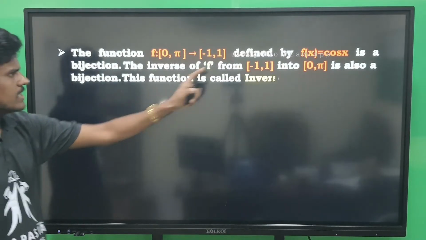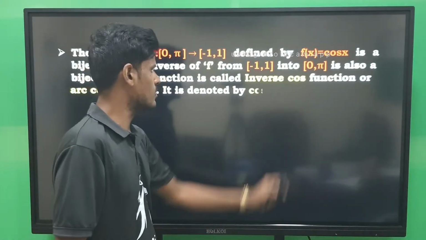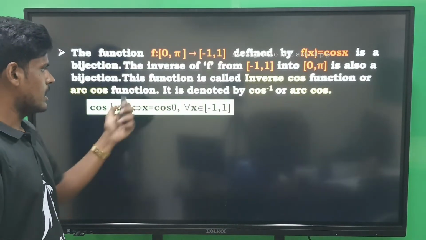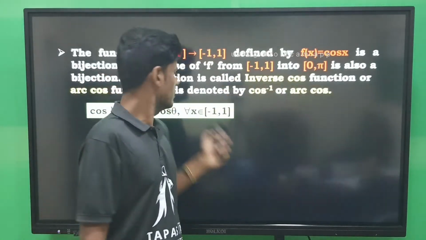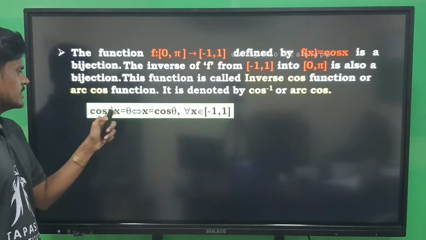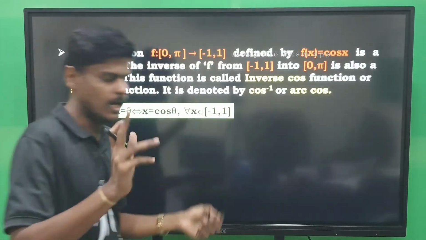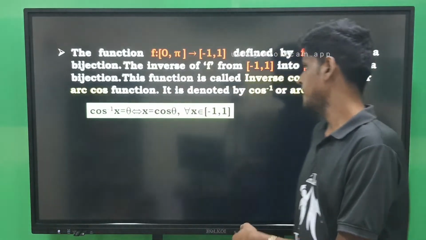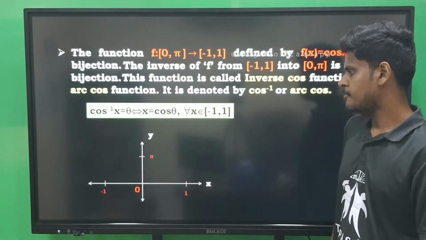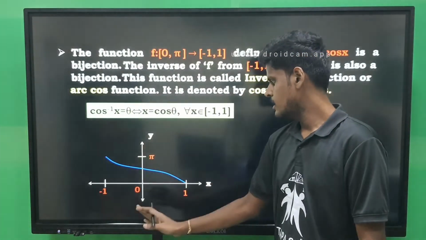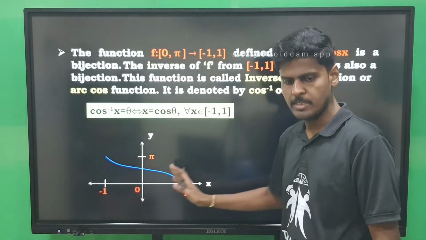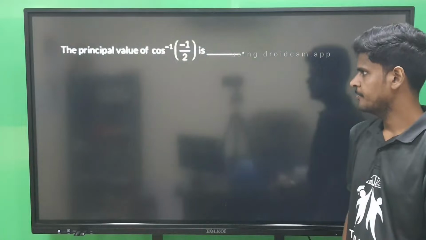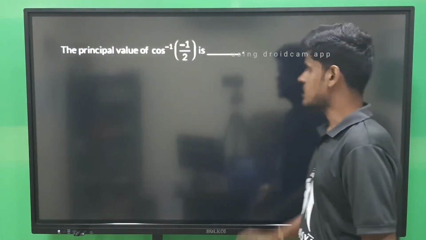So cos inverse x has domain minus 1 to 1 and range is 0 to pi. Cos inverse x output is again theta. Inverse trigonometric functions always have output as an angle. Graph of cos inverse x is like this. Minus 1 to 1 is the domain and 0 to pi is the range of cos inverse x. Next, another question.